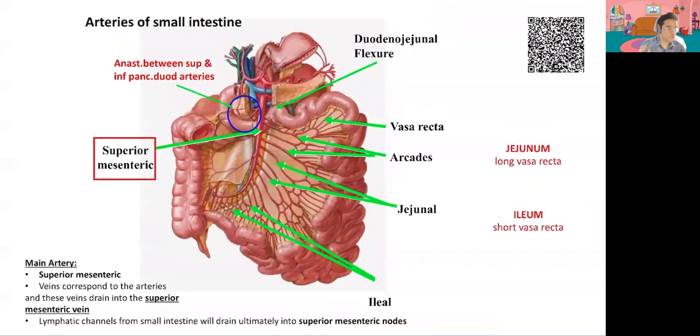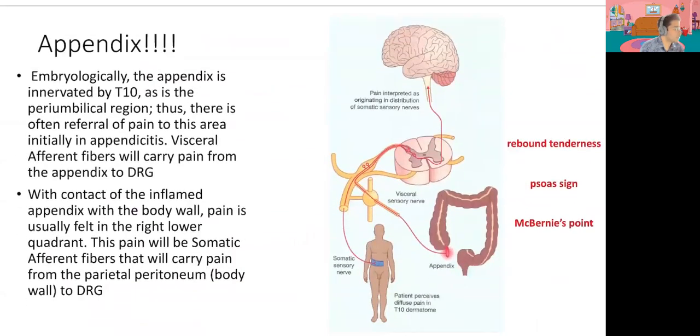Okay, jejunum, all you need to know is long vasa recta, okay? For the ileum, it's short vasa recta. That's essentially the major kind of questions that they like to throw at you guys, but remember, all of these are coming from what? SMA. Very simple, nothing too crazy about it.